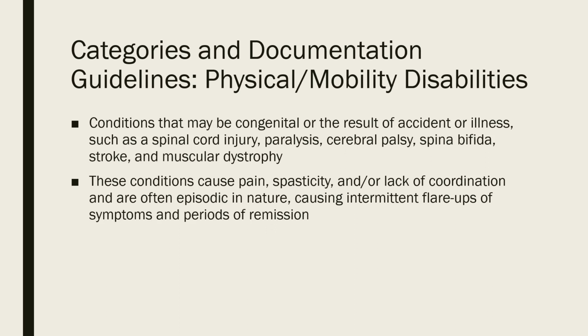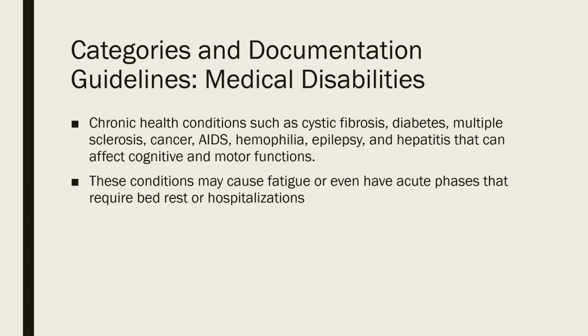Physical mobility disabilities category. Conditions that may be congenital or the result of accident or illness, such as spinal cord injury, paralysis, cerebral palsy, spina bifida, stroke, and muscular dystrophy. These conditions cause pain, spasticity, and/or lack of coordination and are often episodic in nature, causing intermittent flare-ups of symptoms and periods of remission. Medical disabilities category.